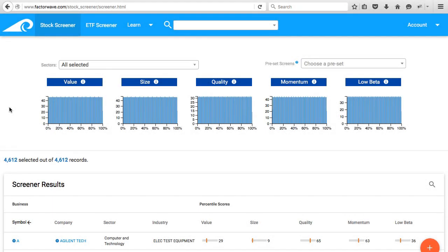Hi, today we're going to do a quick tour of how to use the FactorWave stock screener. The stock screener is the main tool we have for finding stocks with positive exposures to the factors we want.